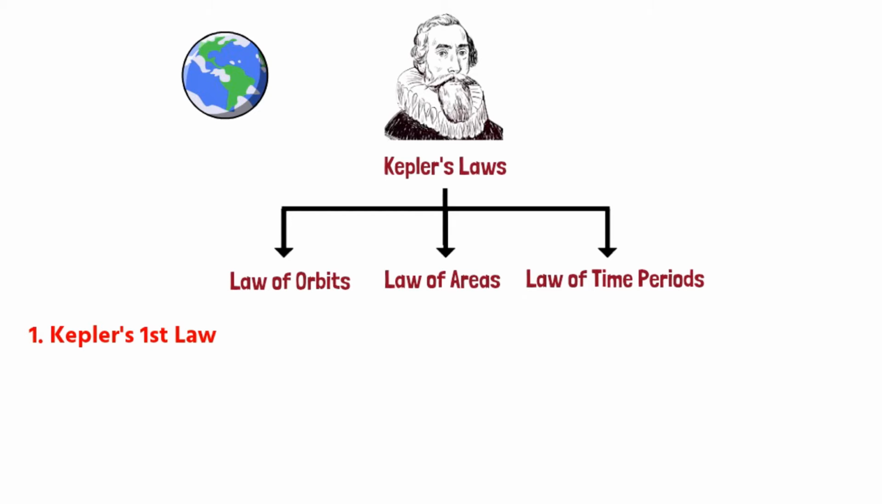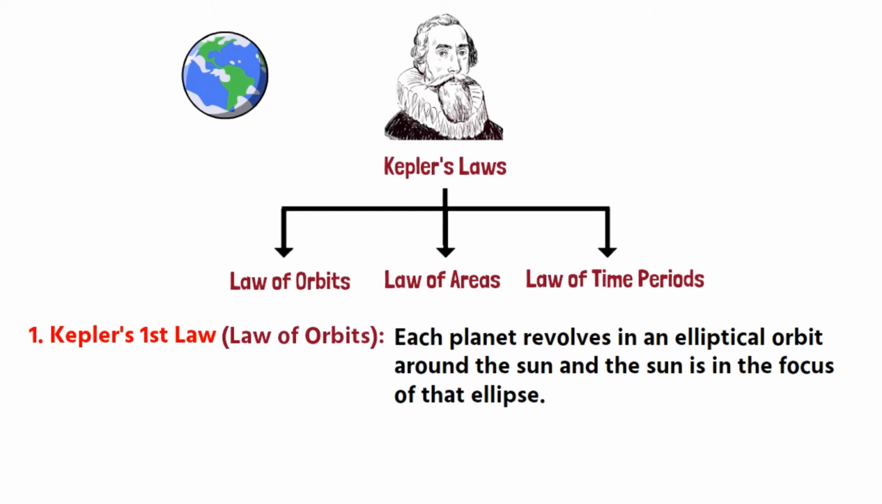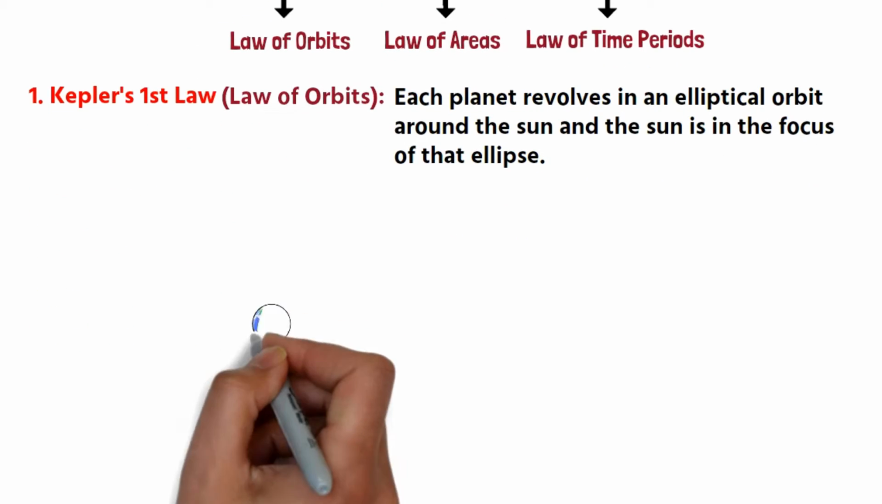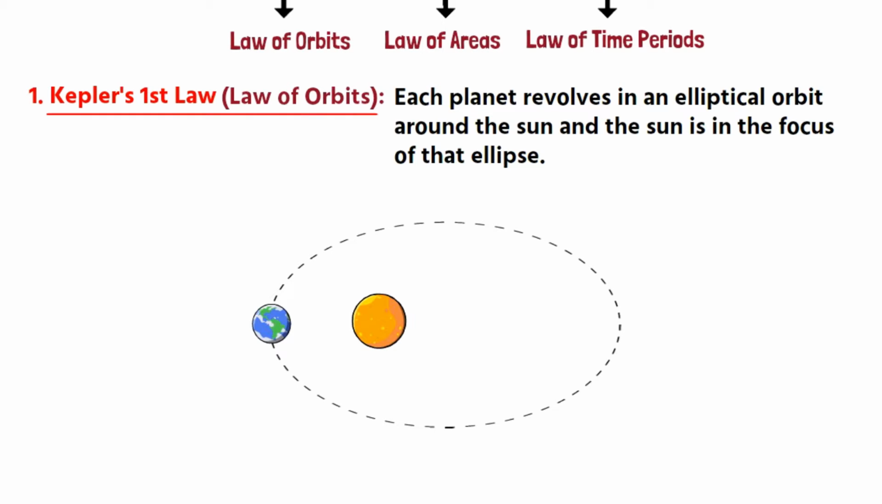Kepler's first law of planetary motion, also known as the law of orbits. Kepler's first law states that each planet revolves in an elliptical orbit around the Sun, and the Sun is at the focus of that ellipse. This law means that the orbit of a planet around the Sun is an ellipse, and not an exact circle. So from this law, we know the geometrical shape of the orbits.